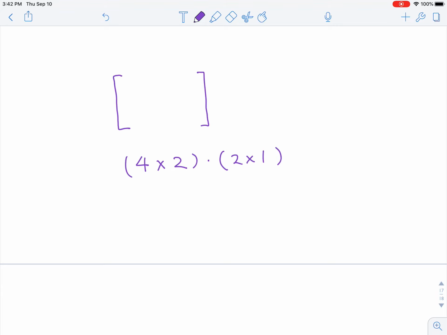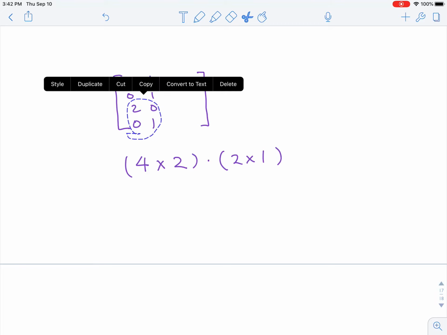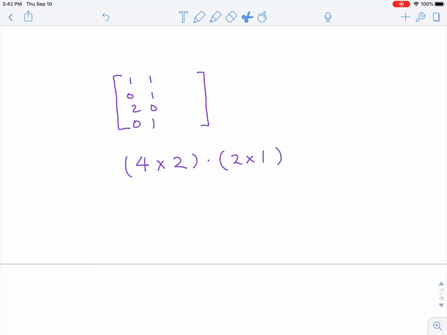So imagine we had this matrix here. Let's make the entries pretty simple. Let's make them mostly zeros. I don't know what I'm doing. I meant to put these down here. Okay, good. So here is our 4 by 2 matrix. Right, 4 rows, 2 columns.